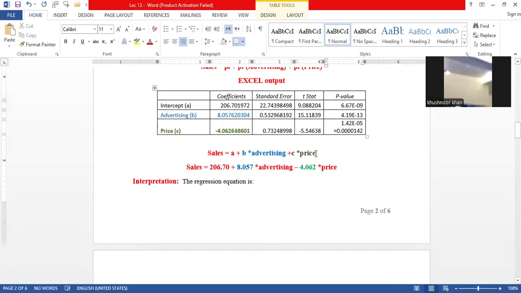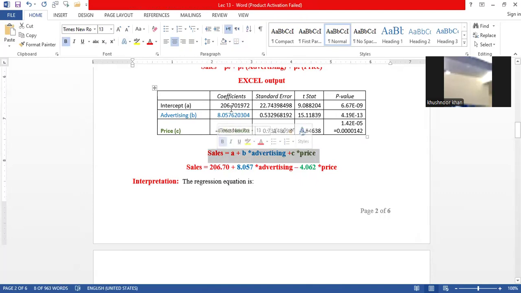हमने इसको लिख लिया और यही मैं चाहूंगा. This is what is needed in the exams mostly at your stage. Just we have to fill in this equation. Sales is equal to A is what? 206. B is what? 8.057. And C is what?